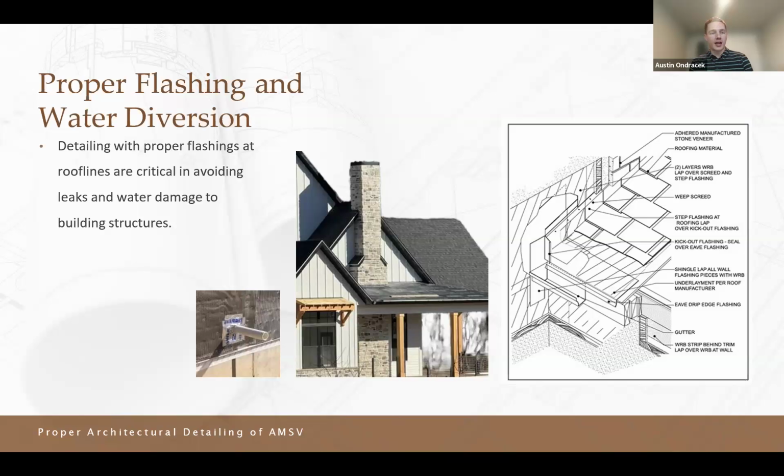Looking at the proper flashing and water diversion, detailing with proper flashings at roof lines is critical in avoiding leaks and water damage to building structures. Natural stone or manufactured stone, same thing. Having that proper flashing that pushes that water away from the stone, from the mortar, having everything sloped correctly to get that water just as far away from it as possible, but in a very efficient manner.